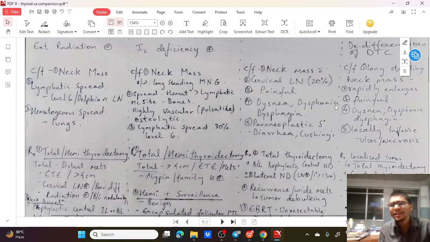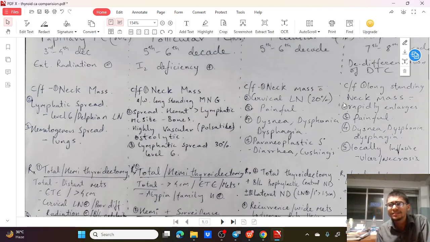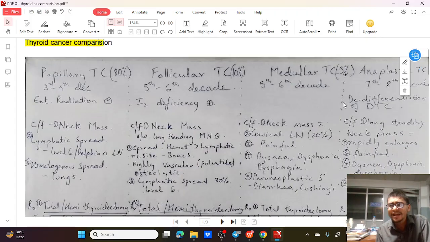Then coming to the anaplastic thyroid cancer. It arises generally from long-standing neck masses, and there will be a history of rapid enlargement. Within a few months, maybe 1 or 2 months, it will grow very fast and become painful. So it is an aggressive tumor.